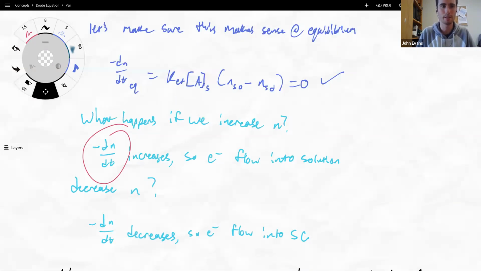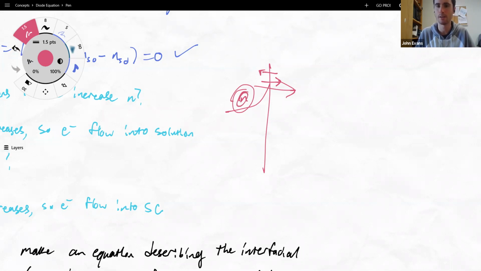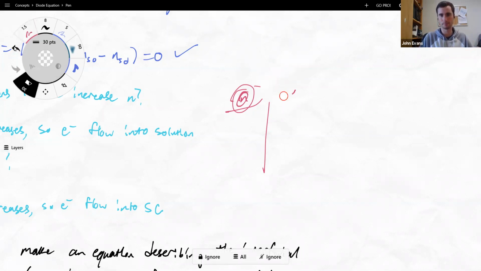We have increased the concentration of electrons at our surface, right? So we start here, we have some n, and there's a rate at which it's going forward and backwards. If we increase the number of electrons over here, we are going to increase the forward reaction. And so electrons are going to flow into the solution. If we decrease the concentration of electrons, we are going to increase the reverse reaction, which is going to mean that electrons flow from the solution into our semiconductor. Yes, that makes considerably more sense.